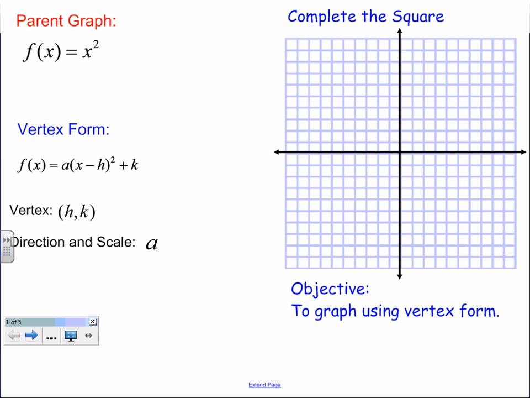Again, you want to be able to use all three methods, but the objective of this one is graphing using vertex form, and also we're going to show you an example of intercept form. Okay. What is vertex form?